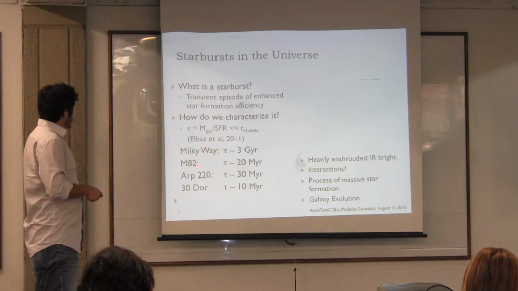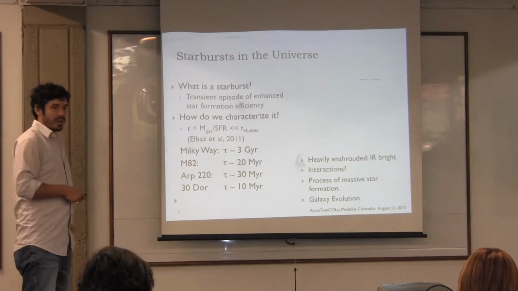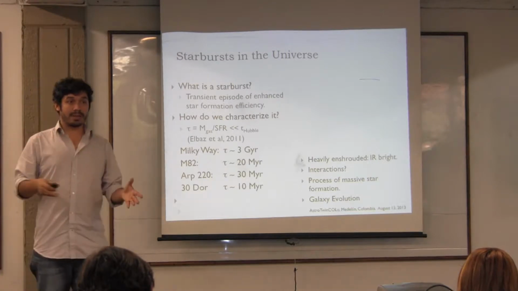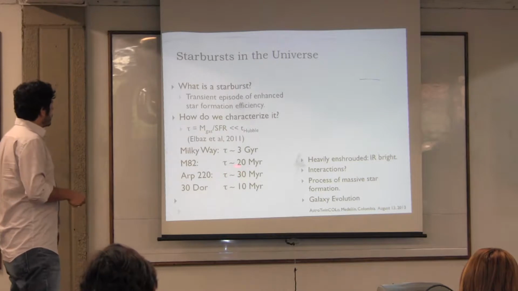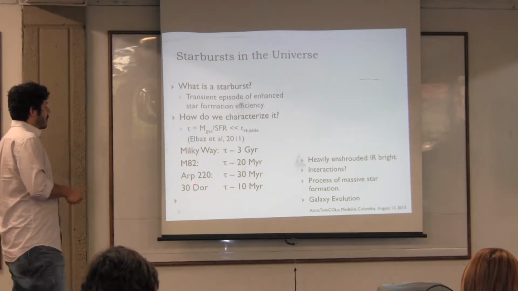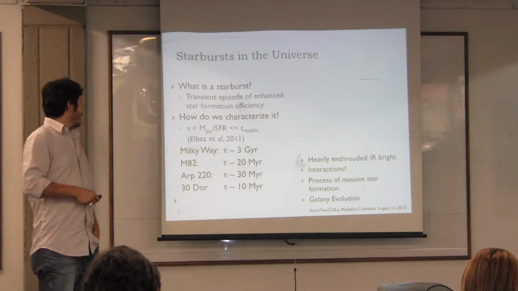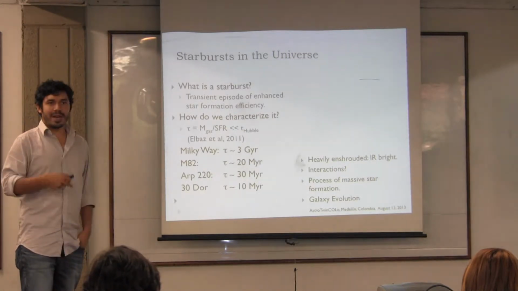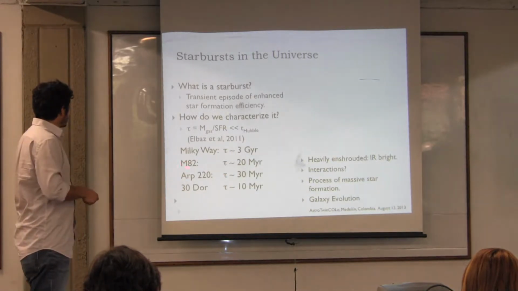As you go to systems that are, let's say, more violent, for example, these two galaxies, NGC 3256 and Arp 220, which are two good examples of local starburst galaxies that are not too far away, that depletion time is of the order of only 20 or 30 million years. So that's already significantly smaller than the Hubble time, and hence we can use that to say that these galaxies are starbursts.